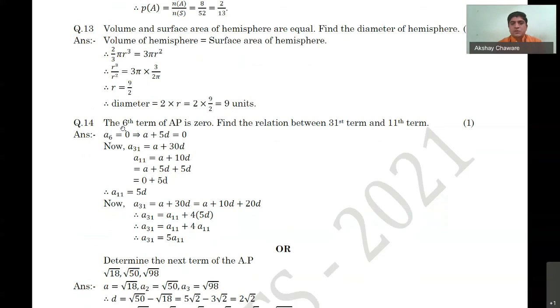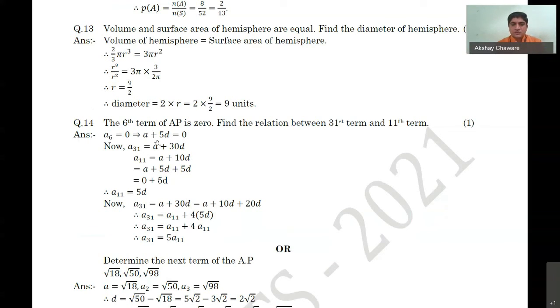Now the sixth term of an AP is 0. Find a relation between the 31st term and the 11th term. Now we know the 6th term, 31st term and 11th term are all nth terms. So we will use the nth term formula here. And if A6 is 0, so a plus 5d is 0. A31 is a plus 30d. And A11 is a plus 10d.